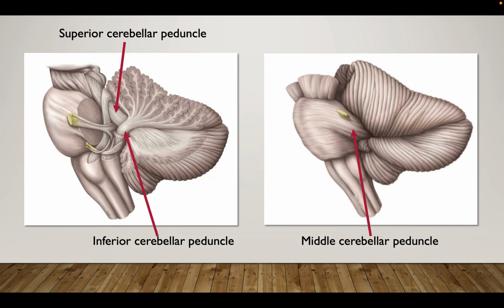So here we can see some of our peduncles. We can see a superior and an inferior, and we have our middle right here. You can't see your superior and your inferior very well whenever the cerebellum is whole. So you have to take a section of it, and once you take a section of it, then you can see your inferior and your superior cerebellar peduncles.